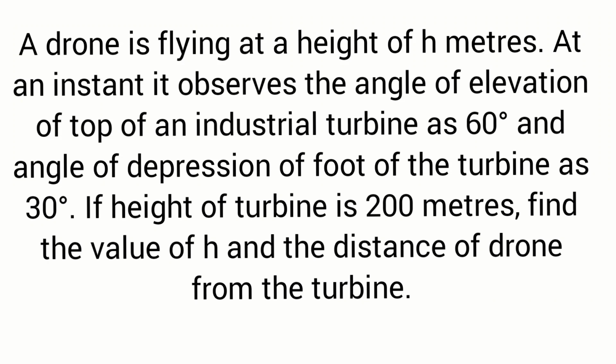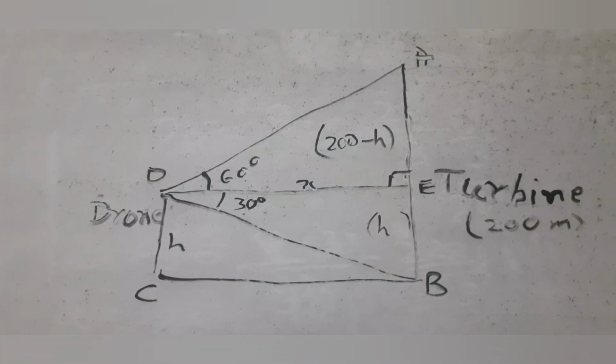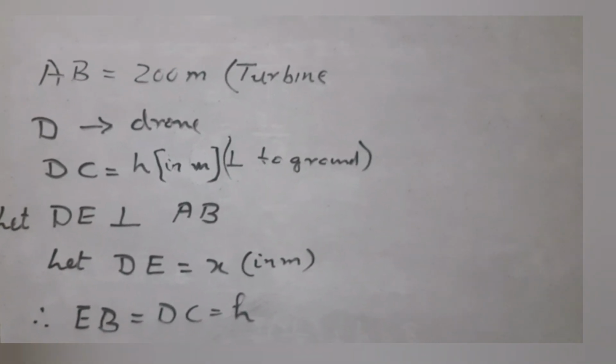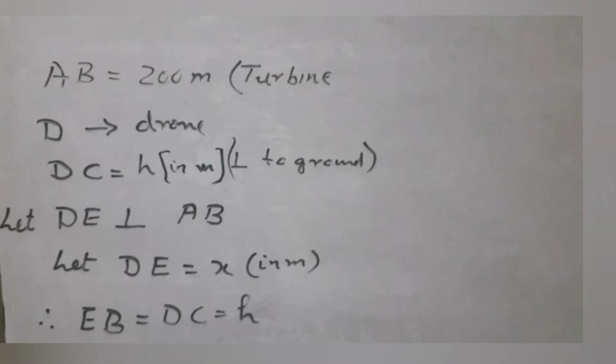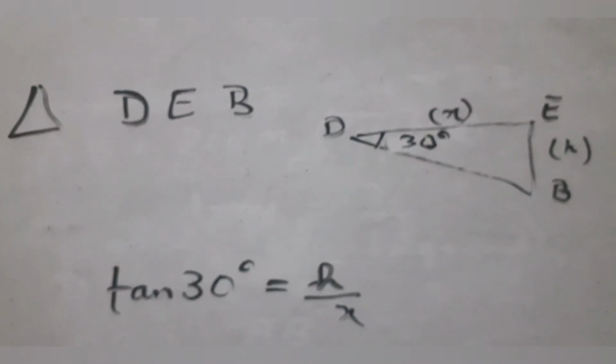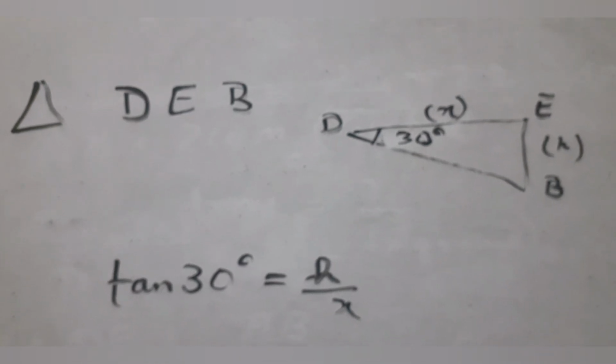Let D be the position of the drone, DC perpendicular to the ground equal to h meters, DE equal to x meters perpendicular to the turbine. So EB equal to h meters and EA equal to 200 minus h. In triangle DEB for 30 degree reference, opposite is h and adjacent is x.